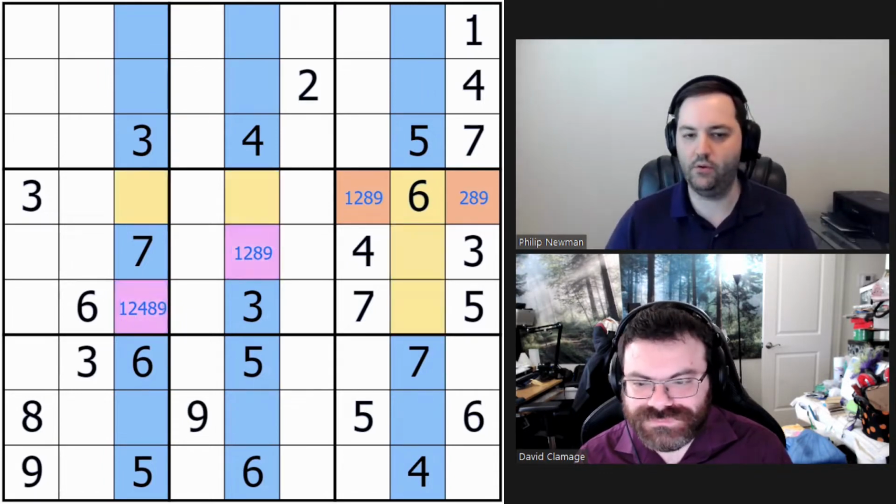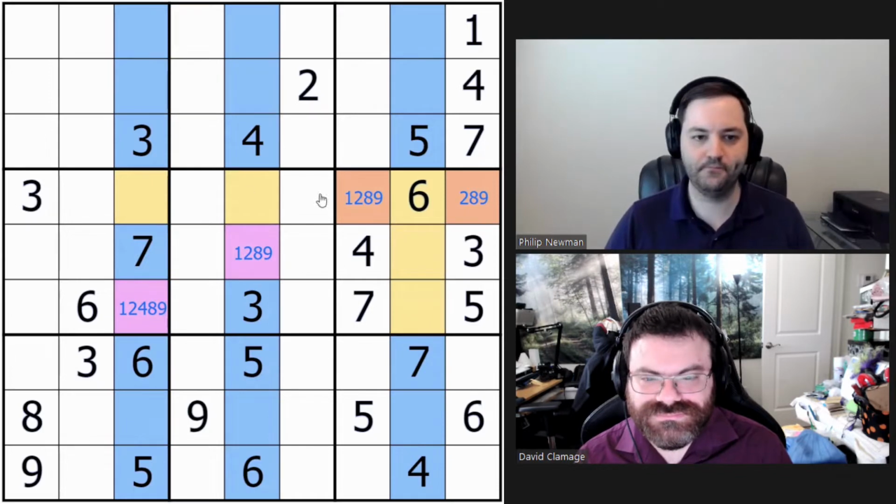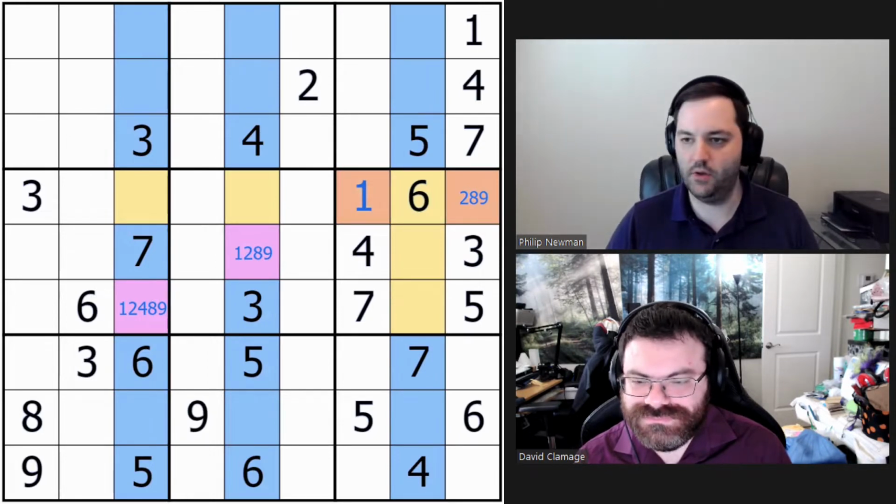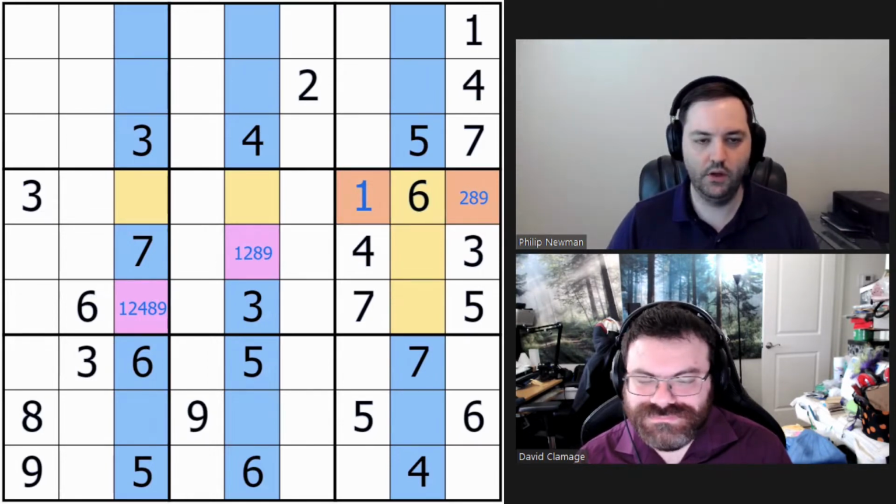Right. So how do we finish that process? Let's look at what happens if this is a 1, just as an example. It might not be a 1. It might be something else. Where does 1 go now in the blue columns?